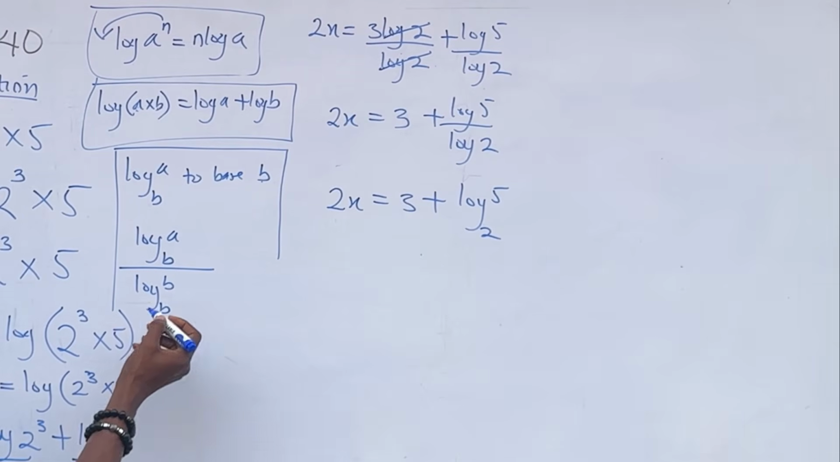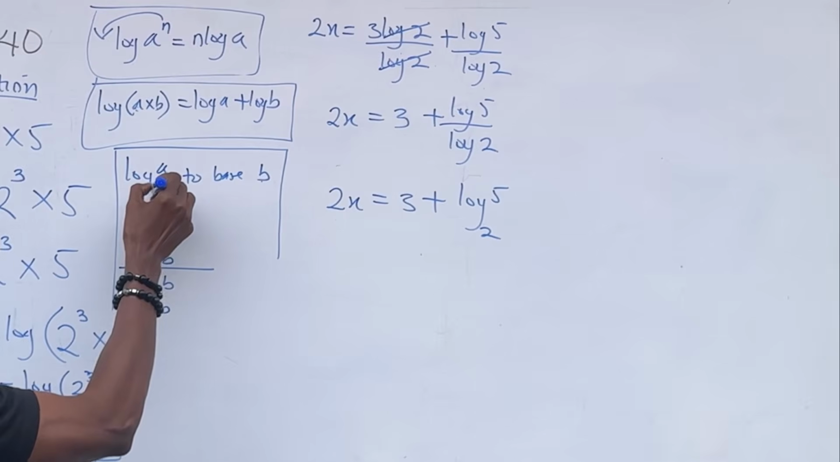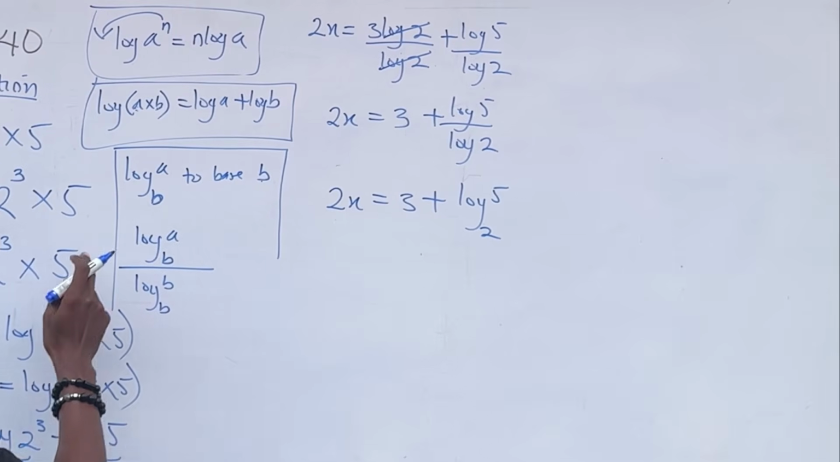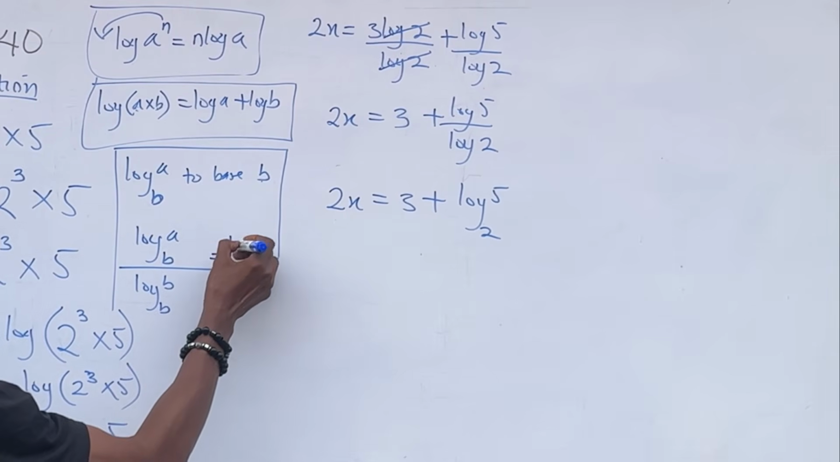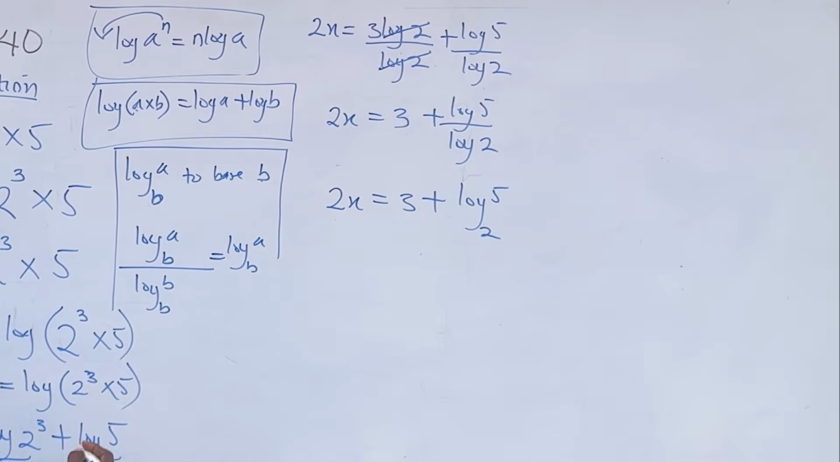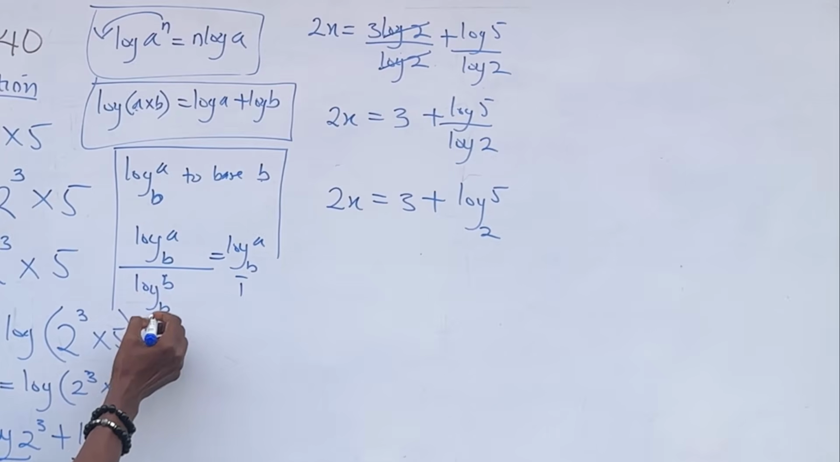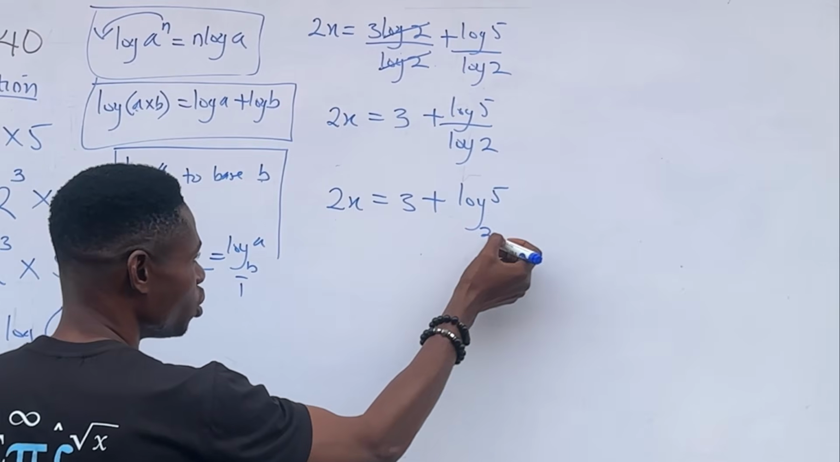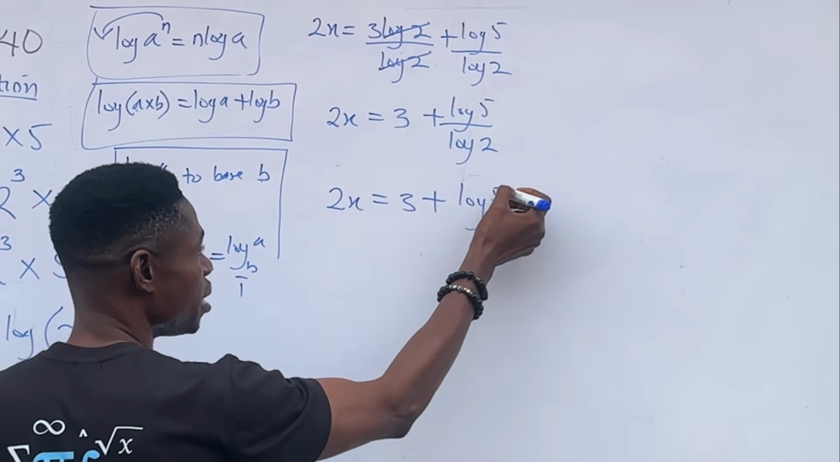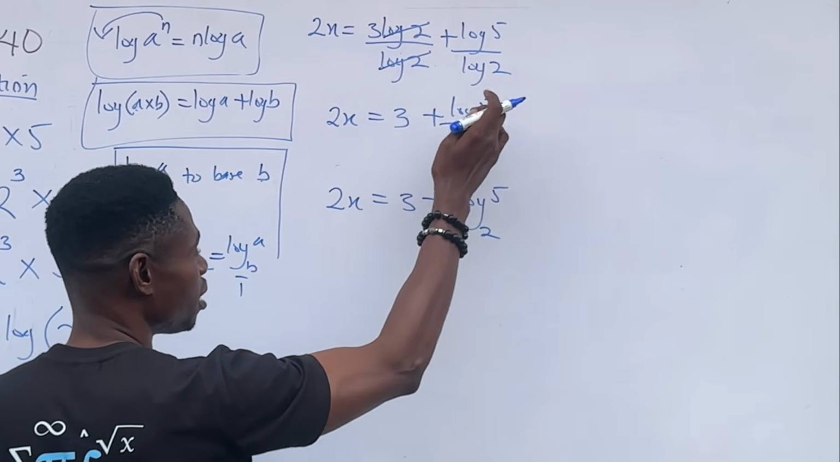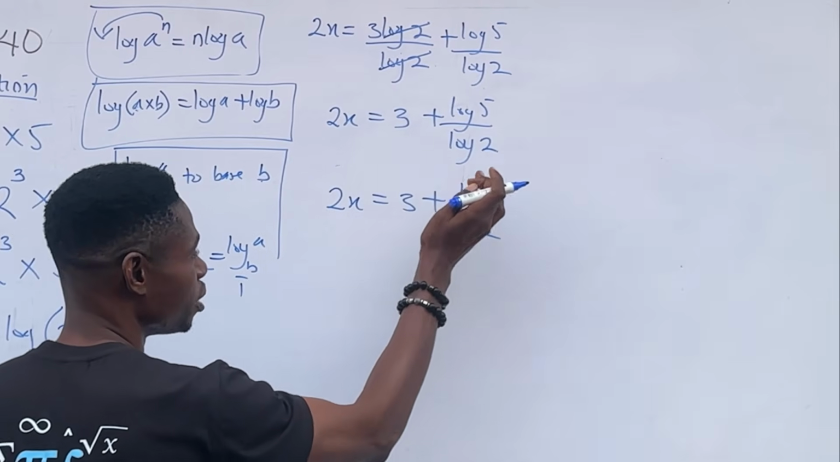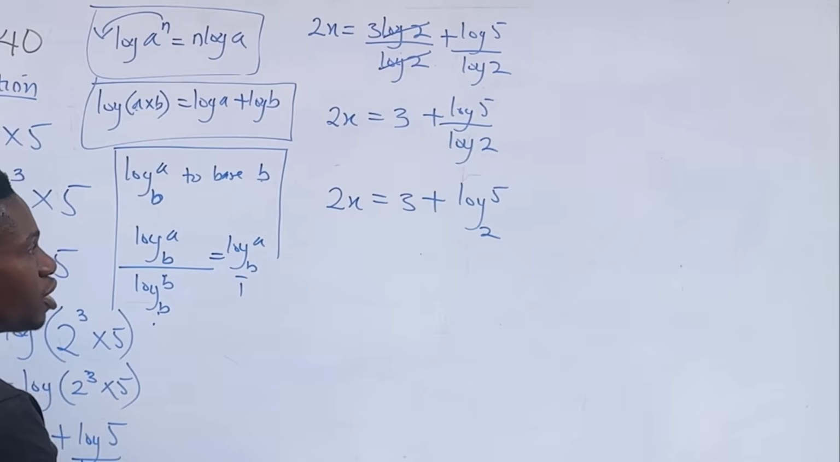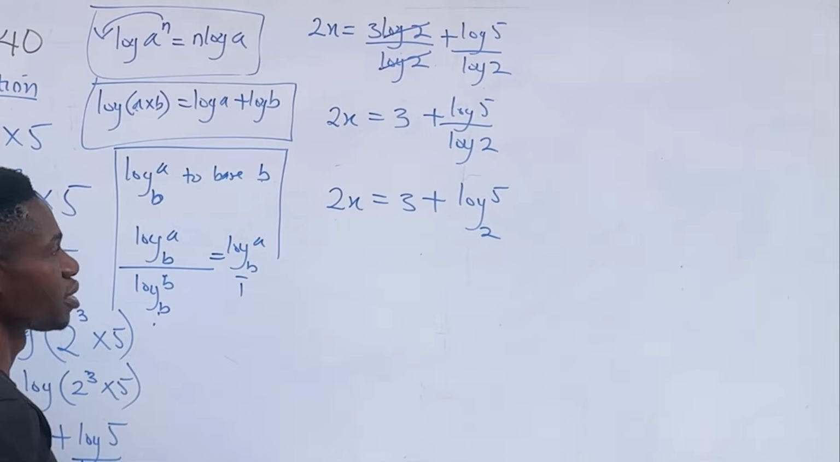Now, fortunately for us, because our b is the base of the log, this will give us log a base b, because log b base b is 1. So if the argument and the base of a log are the same, the answer is 1. Exactly the same thing happened here. Log 5 base 2 is log 5 divided by log 2, and log 2 base 2 will give us 1. So that's how this became this.